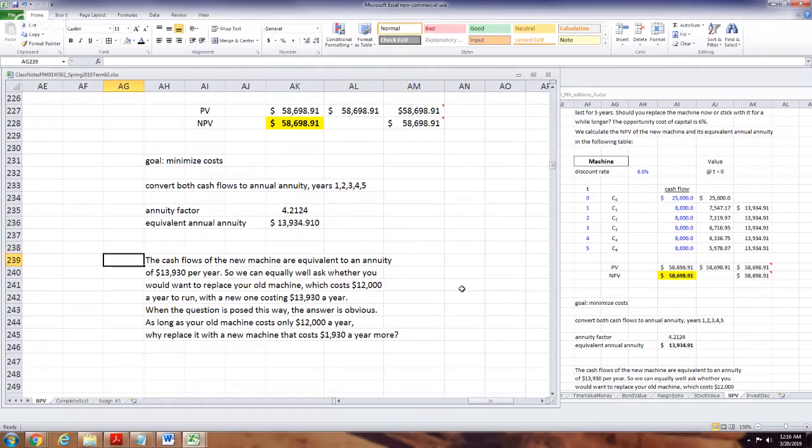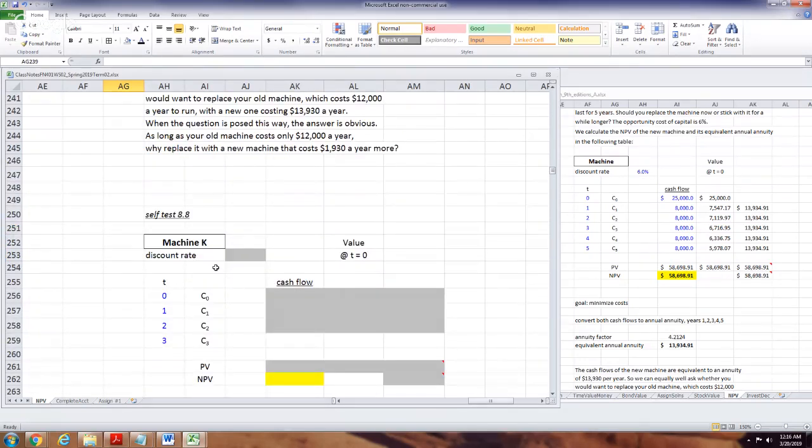And here, let's see the analysis down here. It says the cash flows in the machine are equivalent to 13,000. So we can equally well ask whether you want to replace the old machine, which costs 12, with the new one. It seems obvious, but yeah, that'd be about 2,000 more. So there's the analysis right there. Okay.